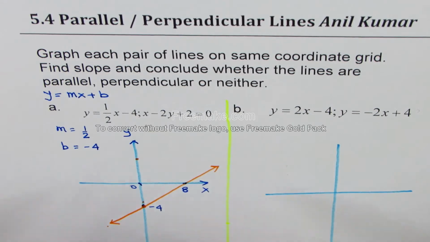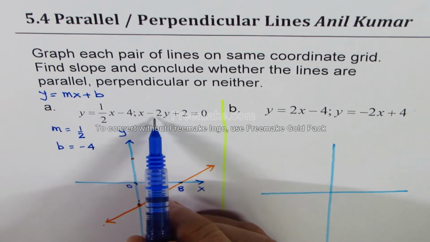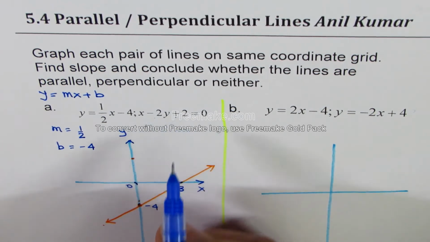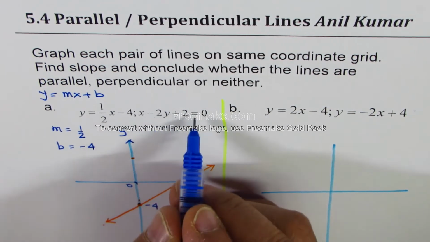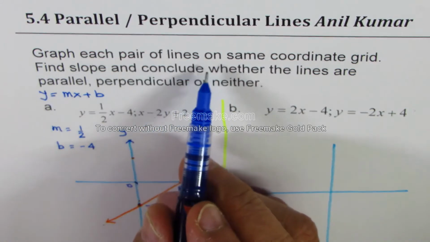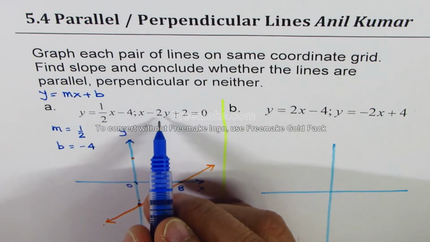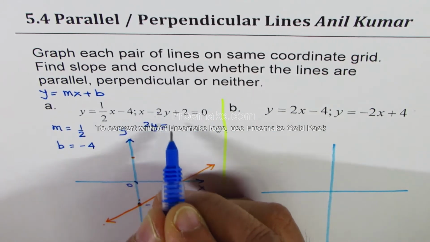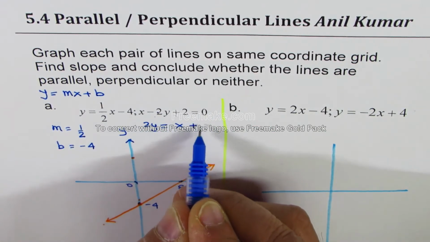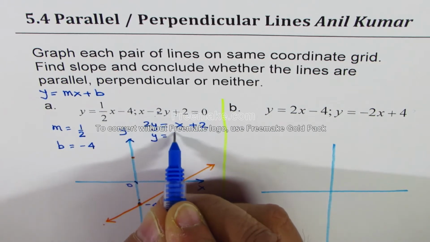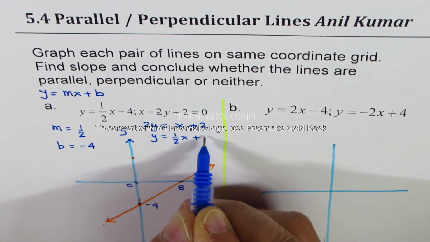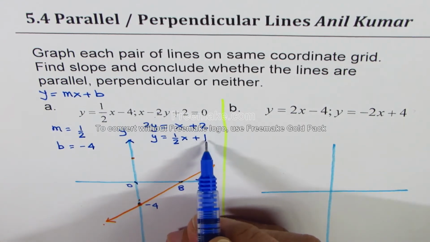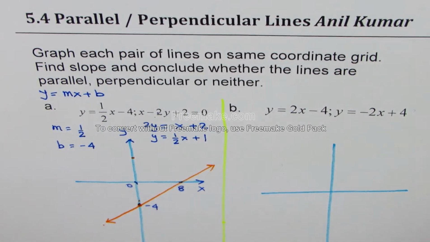Is it okay? The next line here is x minus 2y plus 2 equals 0. Let's write it in slope-intercept form. So we'll rearrange, because we need to find the slopes also. So we can take 2y on the other side. So we get 2y equals x plus 2, or y equals half x plus 1, dividing both by 2. 2 divided by 2 is 1, and here we get half x.